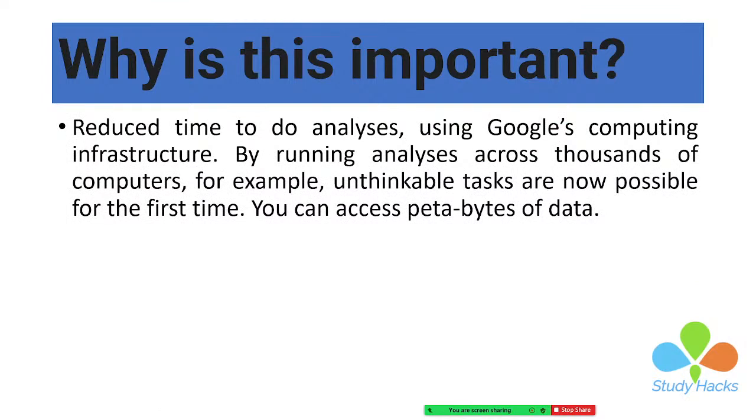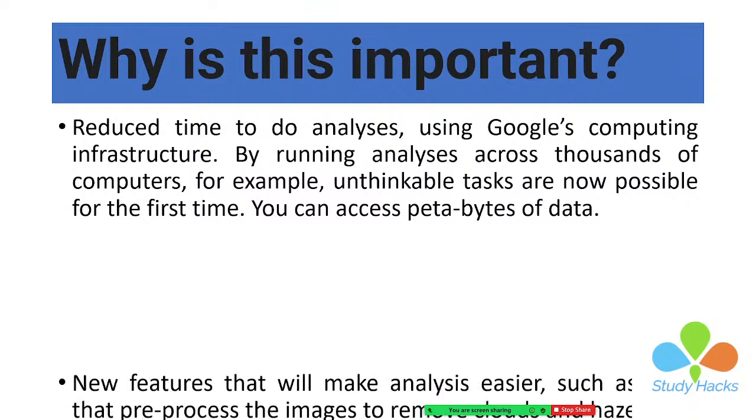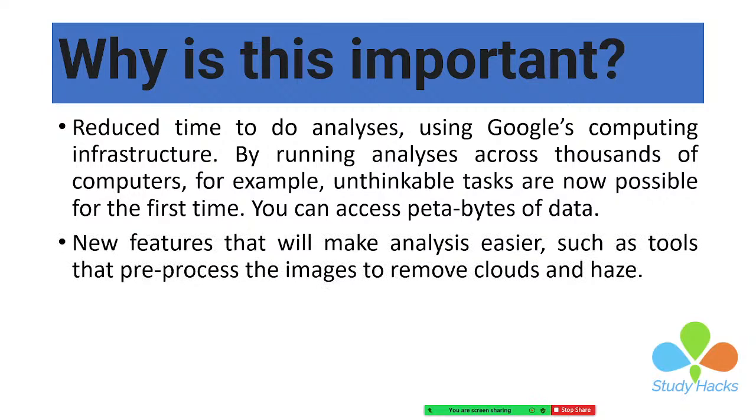We can access petabytes of data very quickly and efficiently. This is important for using the Google Earth Engine platform. Then it has some new features. Using this feature, you can easily remove cloud and haze from your satellite imagery, and you can get a clear image, and a clear image is better for making the land cover classification map.